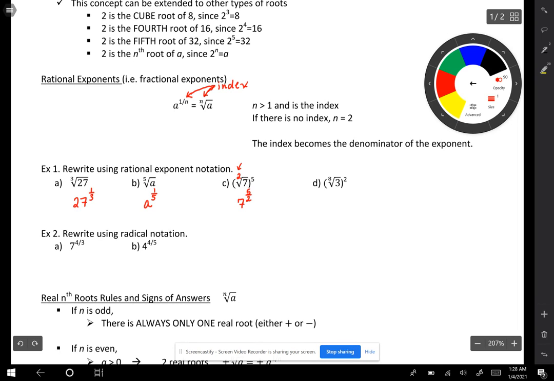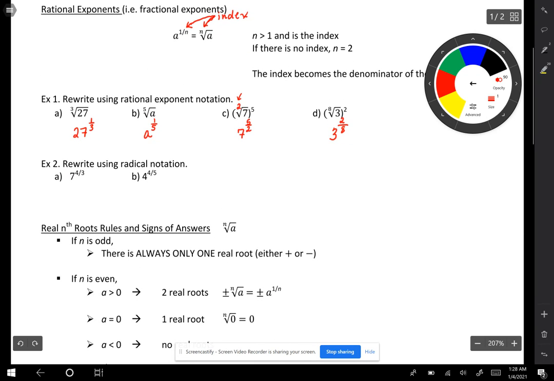As long as you know that the index is the denominator of your fraction, you're good to go. And then the last one, 3, and then 8 would be in the denominator, 2 would be in the numerator, and you don't have to worry about reducing that. You can if you want. You can say that's 3 to the 1/4, but you don't need to. All right. Rewrite using radical notation. You can go back and forth, though.